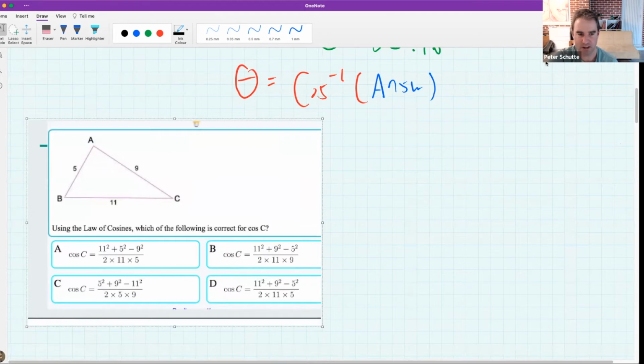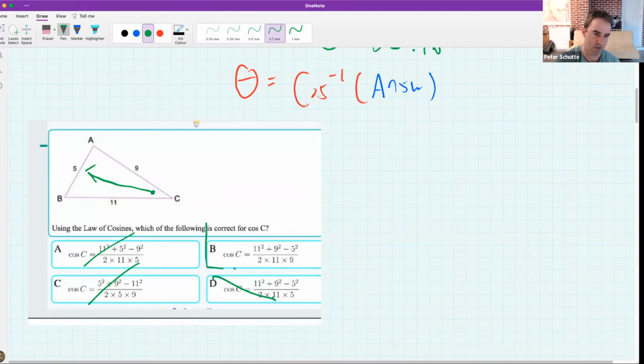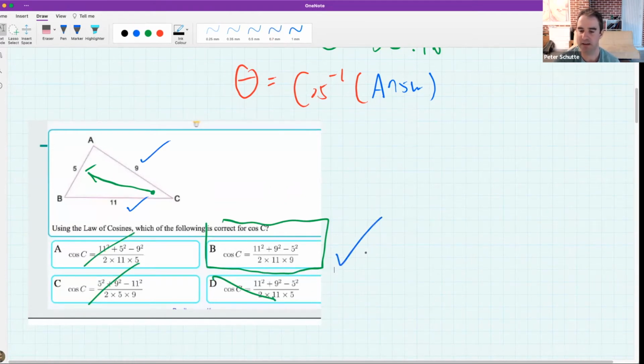I don't see a lot of variation in the answers. All I see is B, B, B, B. Let's see if I agree. I'm trying to find the cos of C, which is here. So I'm looking for a -5 squared, so I cross off those two. And then I know I need 11 squared plus 9 squared, so it could be B or D. But then I need 2 times, it can't be this. So the correct answer is B, because I was looking for the 2 sides that weren't involved with the angle, which is this one and that one.